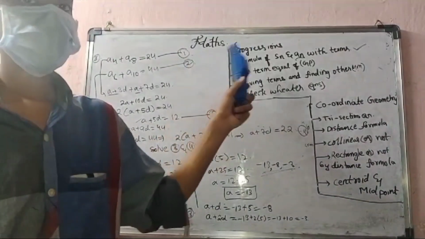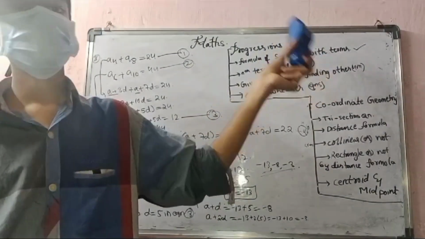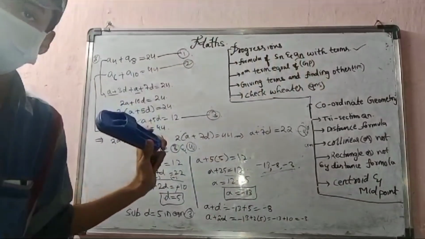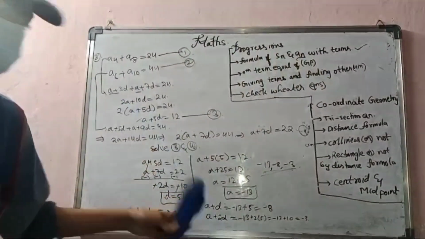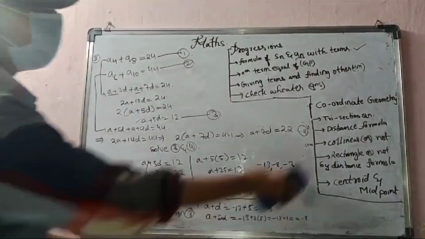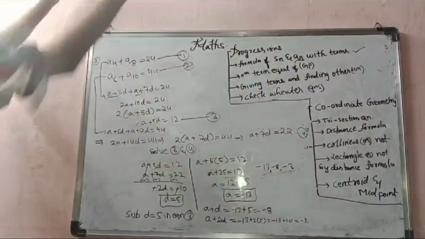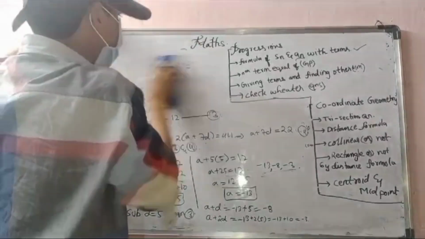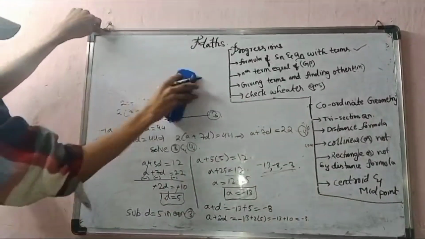We can find A plus D, A plus 2D, A plus 3D. But they told you to find the first term, second term, third term. So second term, third term. Clear. This was the only answer. Now check the other question. Okay. After this the chapter is completed.